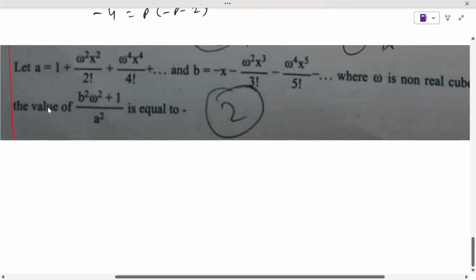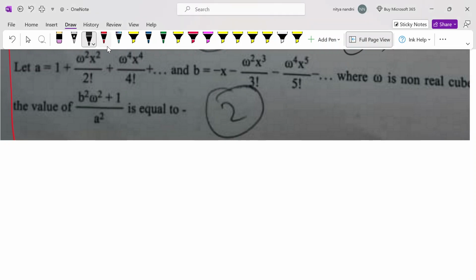Okay, now it says a equal to this thing, b equal to this thing, to calculate b square omega square plus 1 upon p square. So if I just like this thing is what these. Oh my god, I know what is happening there. What's the best part of this question? This is actually expansion. You're able to visualize what is happening there. Just try to observe.